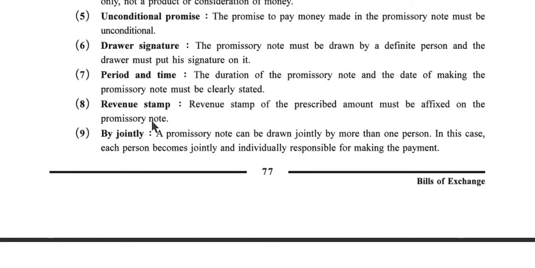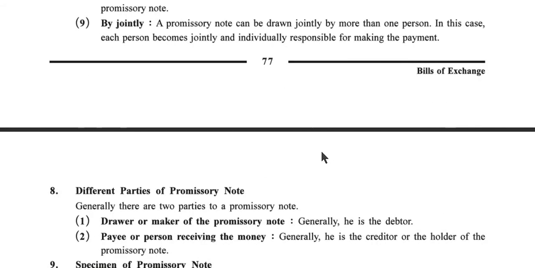It is very necessary. Jointly. Ninth point. A promissory note can be drawn jointly by more than one person. In this case, each person becomes jointly and individually responsible for making the payment.